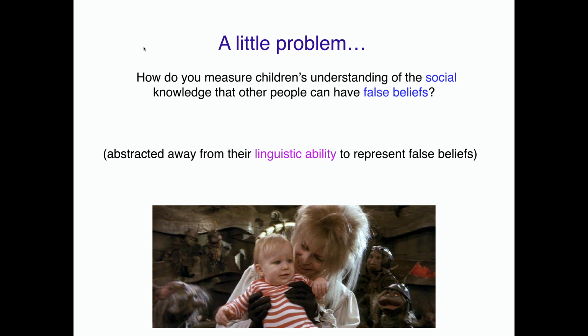So, tricky question then. How do you measure children's understanding of the social knowledge, the conceptual knowledge, that other people can have beliefs that may be false, abstracted away from the way we usually talk about false beliefs, which is why by using this sentential complement that is abstracted away from children's linguistic ability to represent false beliefs. Because if you think the false belief knowledge comes first, you want to find a way to see if children have that without using the linguistic structure that's typically associated with that.